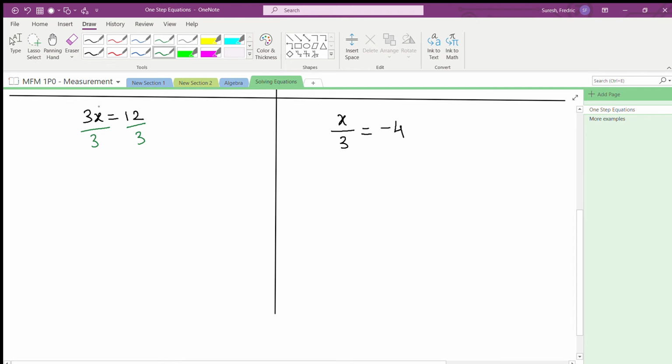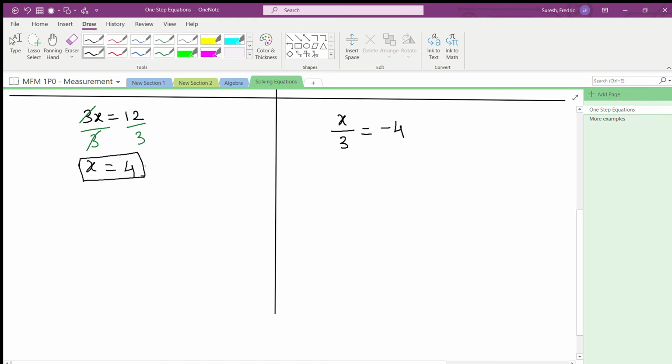Here's an interesting thing that happens. The 3 is multiplying the x, and another 3 is dividing the x. When you multiply something by 3, and then divide by the same 3, they cancel each other out. And so the x value is 12 divided by 3, and that is equal to 4.